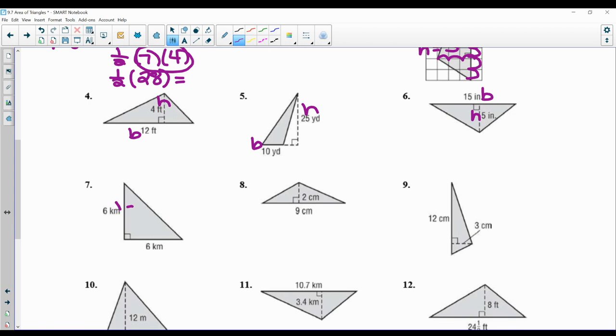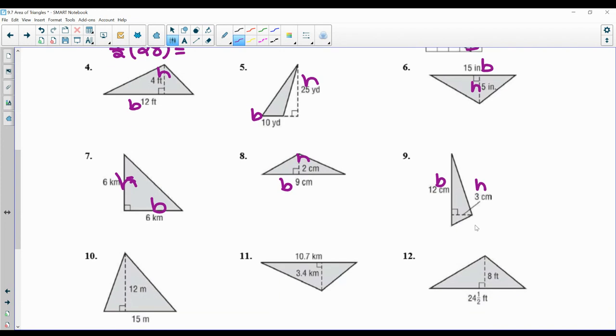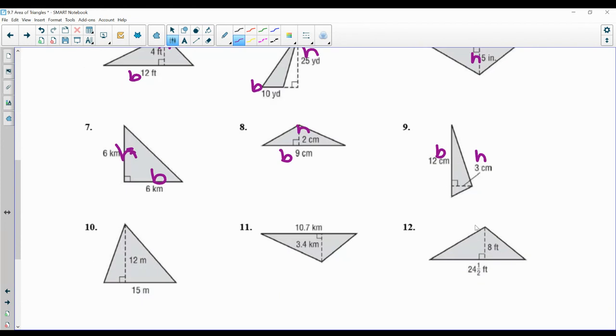Question number 7, this would be your height, and this is your base. So multiply 6 times 6, and then divide it by 2. This would be your base right here, the 9, and this is your height, which is a 2. Multiply 9 times 2, divided by 2. This is your base, and this is your height. Multiply 12 times 3, and then divide it by 2. You're going to notice that it really doesn't matter if you multiply 12 times 3 or 3 times 12, it gives you the same answer.